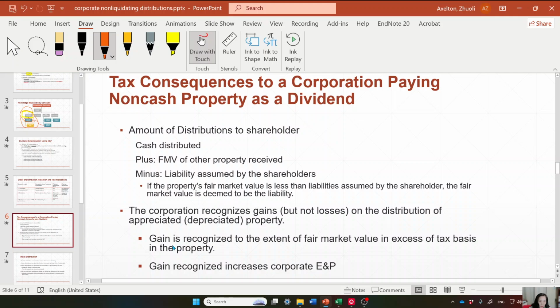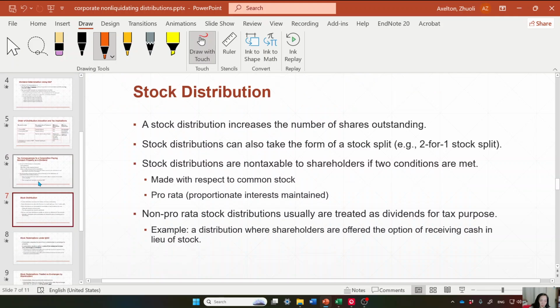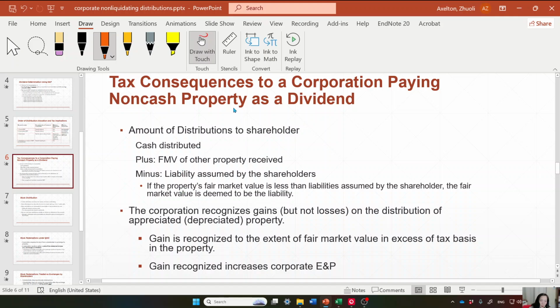So how much gain do they recognize? The gain is recognized to the extent of fair market value in excess of the tax basis in the property. And again, the recognized gain also increases corporate earnings and profits. This is kind of like a nested calculation happening when there's a property distribution. So we'll have some homework problems to help you walk through one example, to help you figure out how the property distribution works.